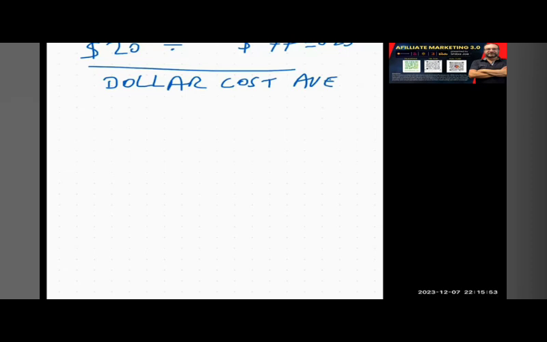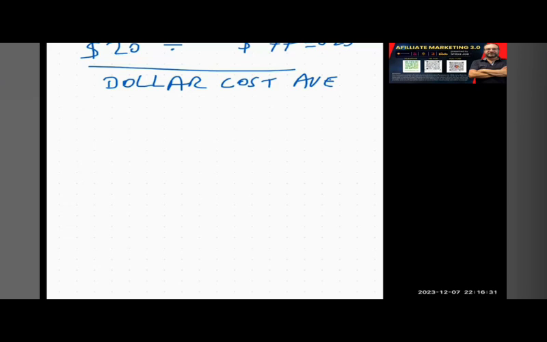So let's say you bought XRP, for example. If you bought XRP today at $1, and you bought XRP tomorrow at $2, and the next day at $3, and the next day at $4, you're buying it at incrementally higher prices. But when you've bought, let's say, $100 worth, if you average that out over the amount of XRP that you've purchased, that gives you the dollar cost average of each coin. So to give you a really simple example.